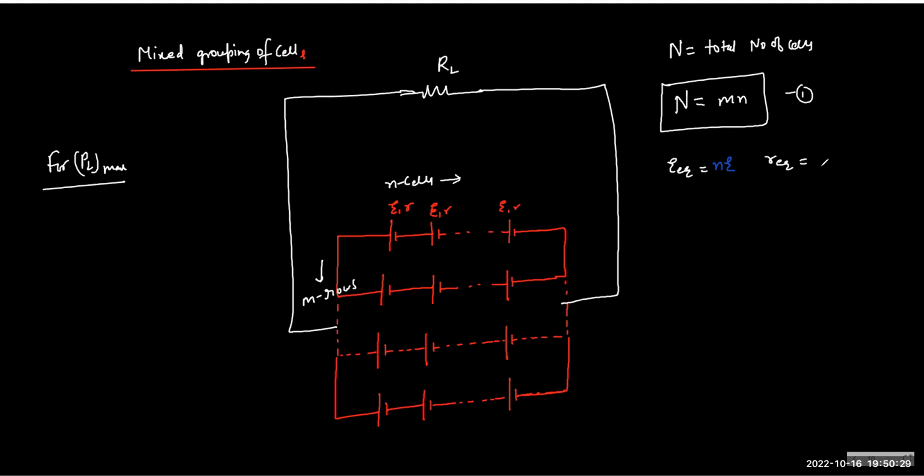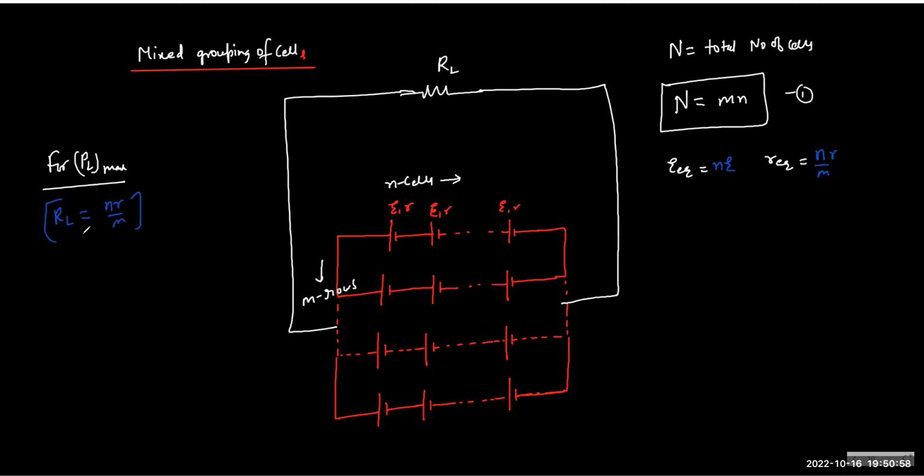That's very, very important. n by m R. You're seeing this, right? Correct. For one row, it is nR, and then we have m rows, so we divide by m. So nR by m. So we are done. For PL max, the load must be equal to what? The net equivalent resistance of the combination. So n by m R.